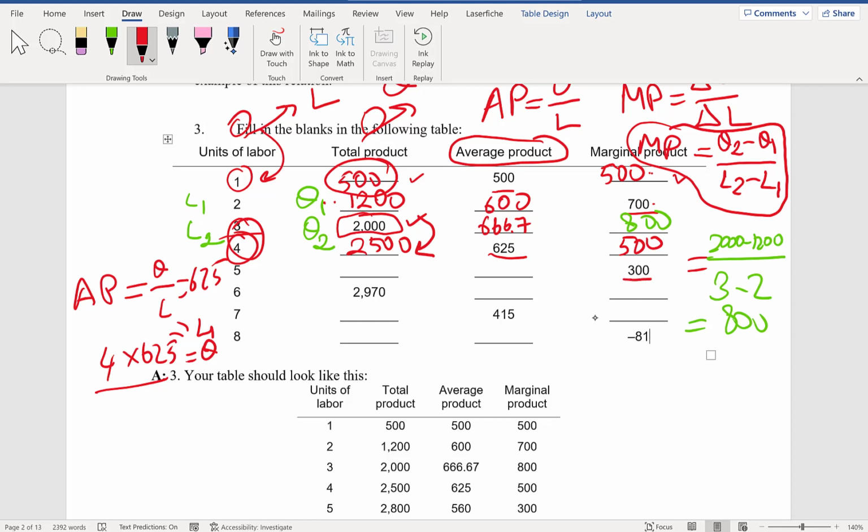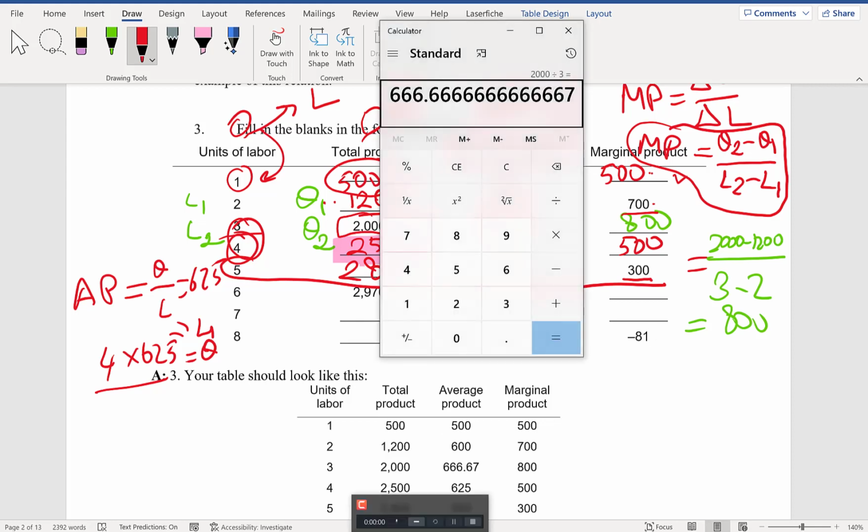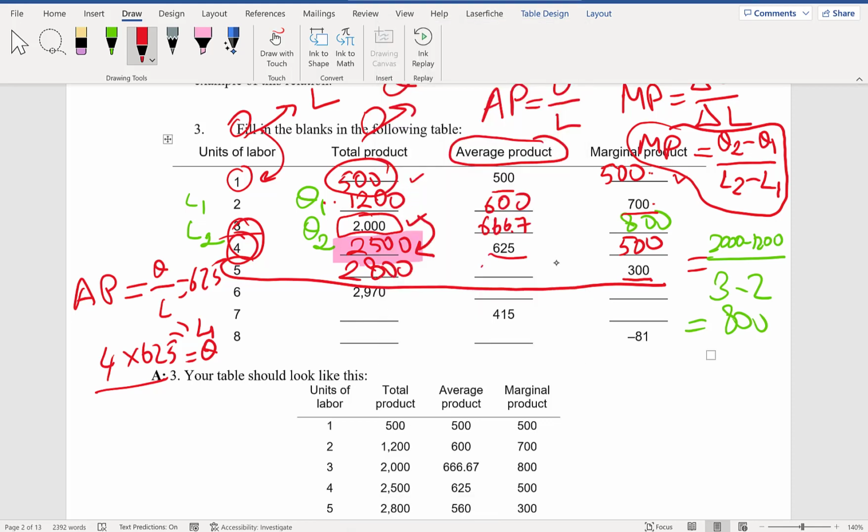Next step, marginal product is 300. That means the 5th person contributed 300 on top of this. So 2500 plus 300 is 2800. 2800 divided by 5, right? Average product. So we are doing the same thing. Divided by 5, that's going to be 500 right here. So it's kind of fun, okay? Check this one out. The total product went up from 2800 to 2970. Labor change 1 unit. So 170 is the marginal product of the 6th worker.